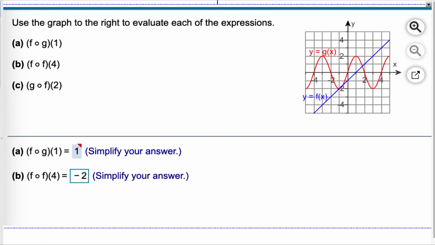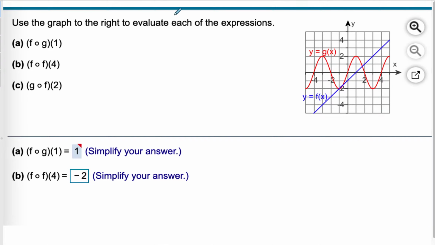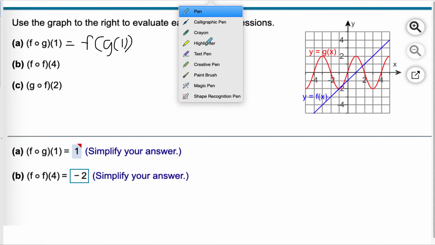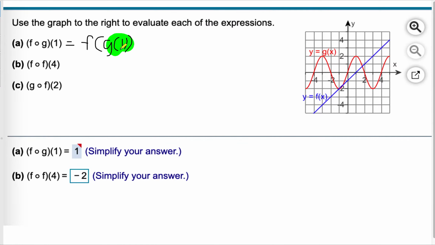So we're using the graph. Now, when it is written in this form, f compose g of 1, f compose f of 4, g compose f of 2, remember that you can always rewrite them. This can be rewritten as f of g of 1. Now when it's written like this, it kind of looks like a Russian nesting doll, but what you are supposed to do is start on the inside here. Start with this g of 1.